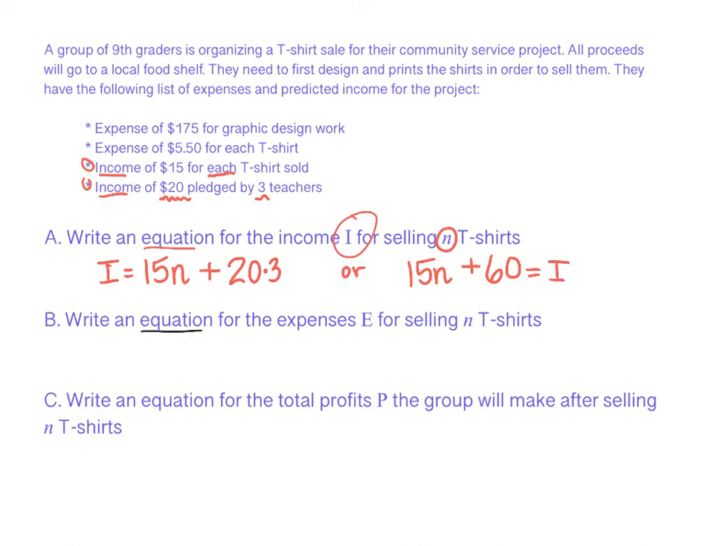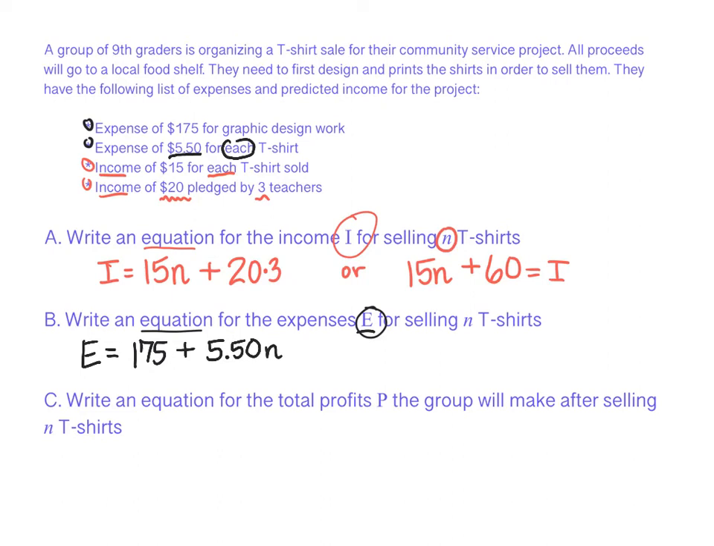Next, we got to write an equation for our expenses. So same deal, this one's at least labeled for us. Looks like $175 is a flat fee. And then, again, with that keyword, each t-shirt, we're paying $5.50 just to have it made. This time I'm going to say E is equal to that. Here I have nothing to simplify, so really this should be my equation.